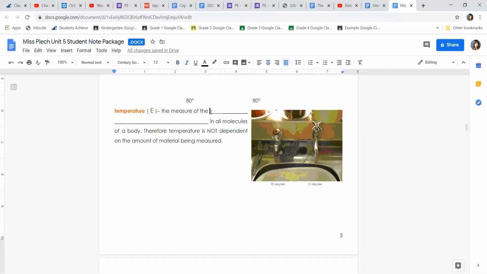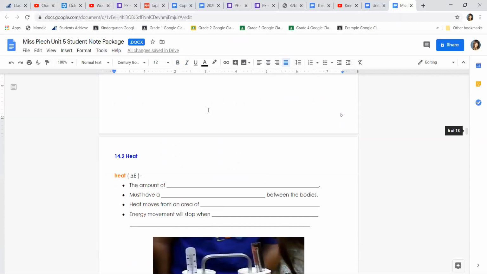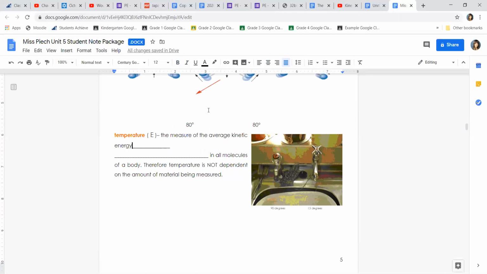So temperature, that is the measure of the average kinetic energy in all molecules of a body. Therefore, temperature is not dependent on the amount of material being measured. So again, it's okay if not all of this is making perfect sense right now. We're going to delve more into the thermal energy, kinetic energy, heat and temperature, all of that in this unit. This is just to kind of start things off.